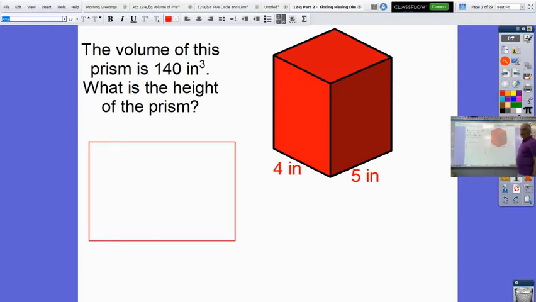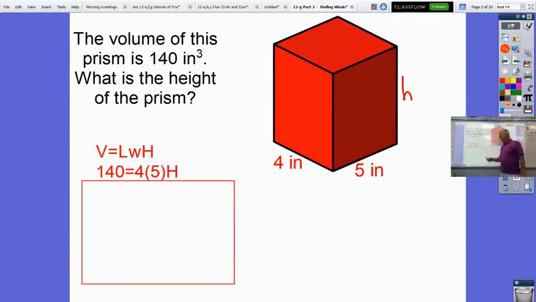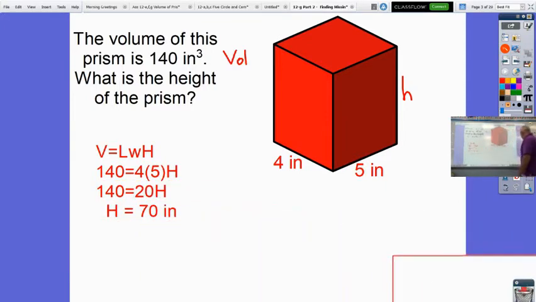So it starts out very super simple here. You probably did this problem in 5th grade. If the volume of this prism is 140 cubic inches, what is the height? Well, the length times the width times the height is the formula. So length times width times height is equal to volume. The volume is 140, and so that means that 4 times 5 times height has to equal 140. And that's 20 times h is 140, so h equals 7 inches.